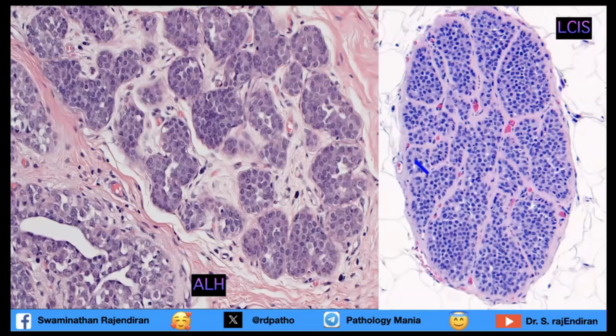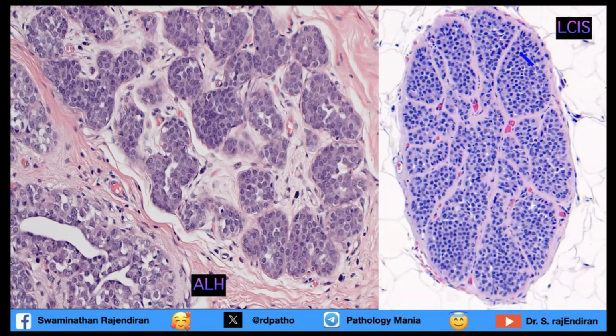See here, this is one lobule. This is one lobule. This is one duct. You can see the ductal epithelial cells, and LCIS is having a pagetoid pattern. And here you see this lobule is preserved, this lobule is preserved, this is preserved. Less than 50% only shows expansion of the lobules, and there is a lot of stroma in between. So less than 50% of the lobular involvement is ALH.